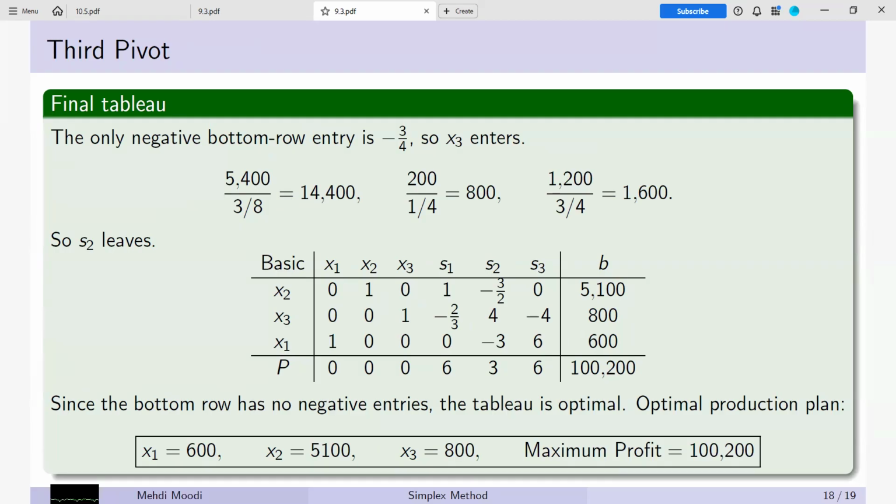This is the final pivot. x3 enters, s2 leaves, and the new Tableau has no negative entries in the bottom row. That means we have reached the optimal solution. From the Tableau, we read the best production plan and the maximum profit.